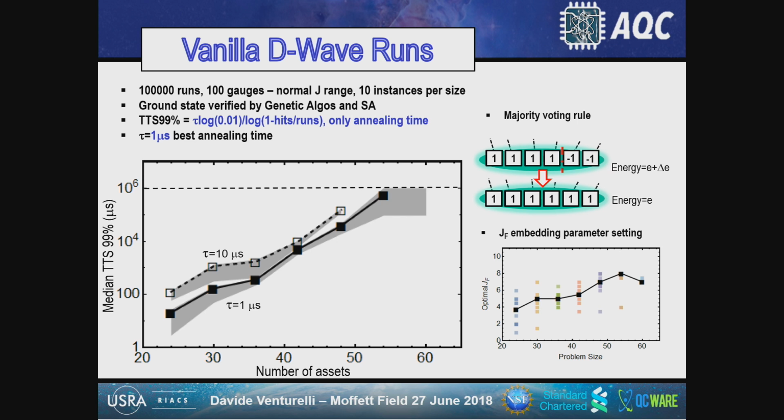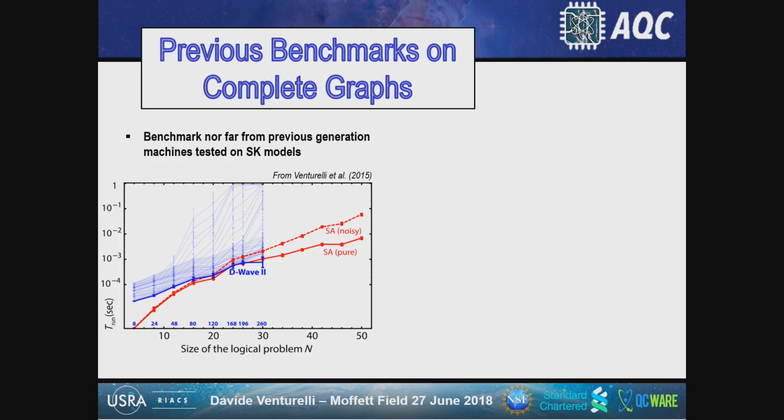What you end up with is exponential scaling of complexity of your performance with respect to the number of assets of your problem. This is not surprising. This is actually quite consistent with the previous results starting from 2015 on fully connected graphs. To be fair, previous results focused on Sherrington-Kirkpatrick instances with bimodal distributions and no local fields.